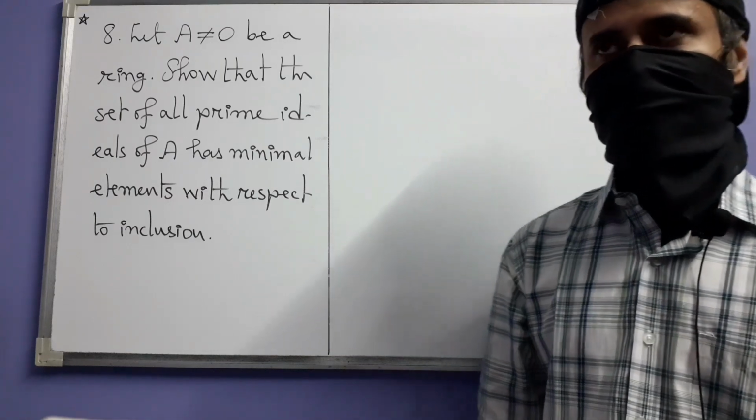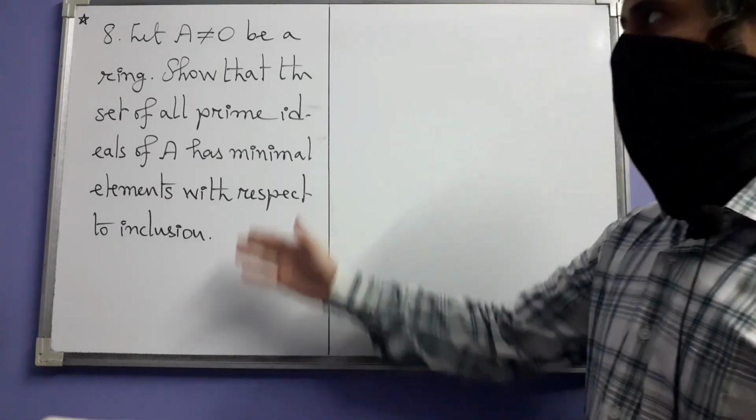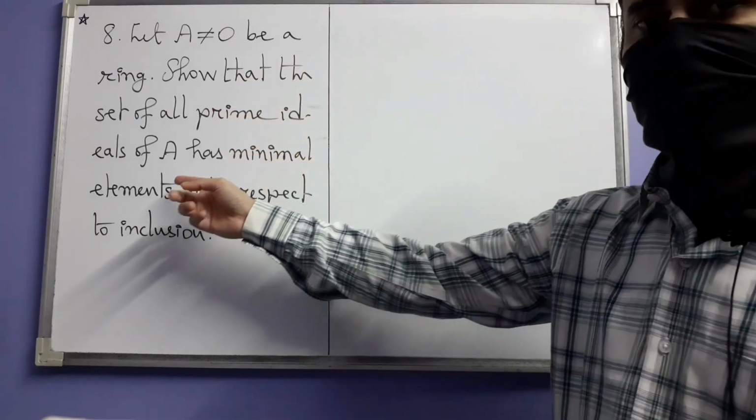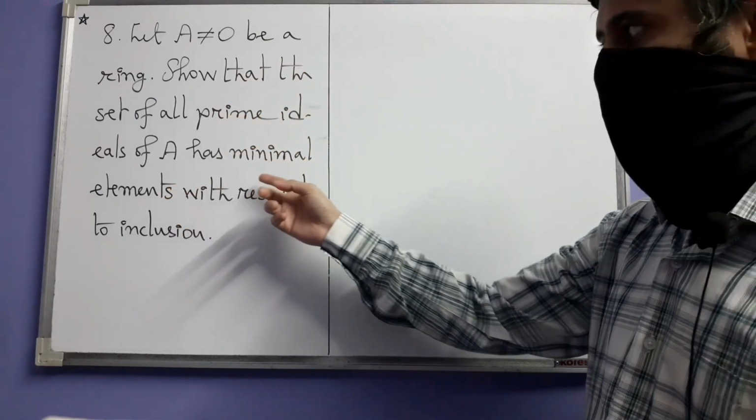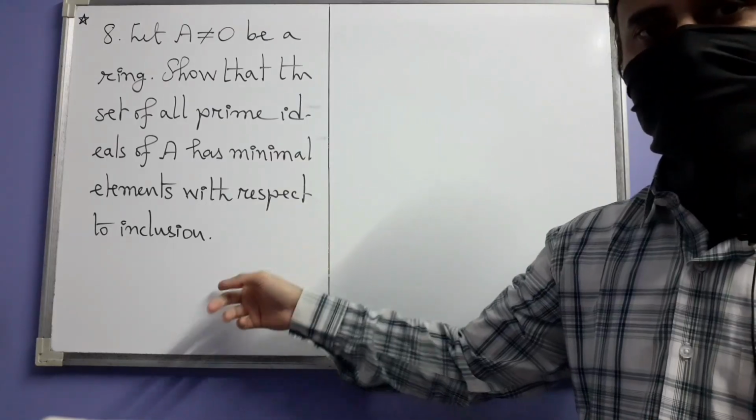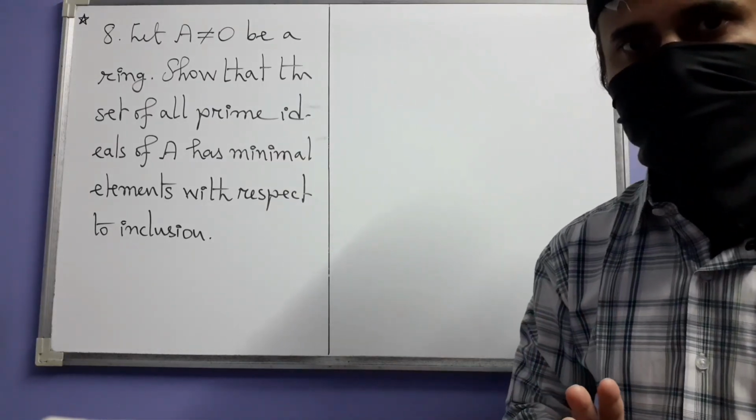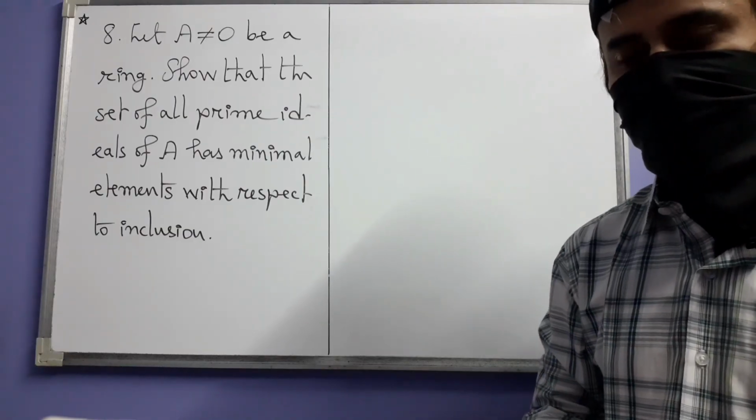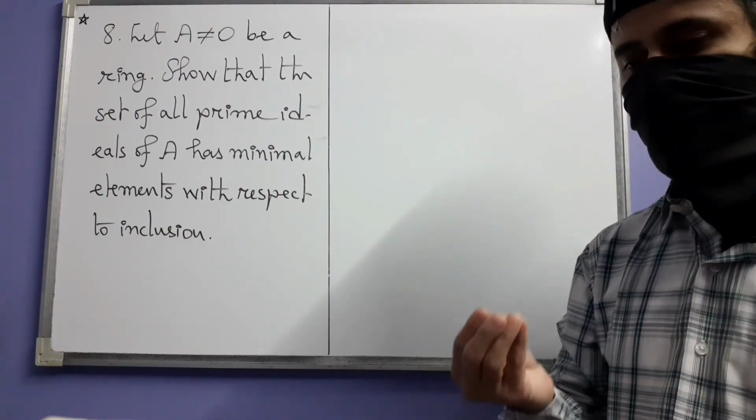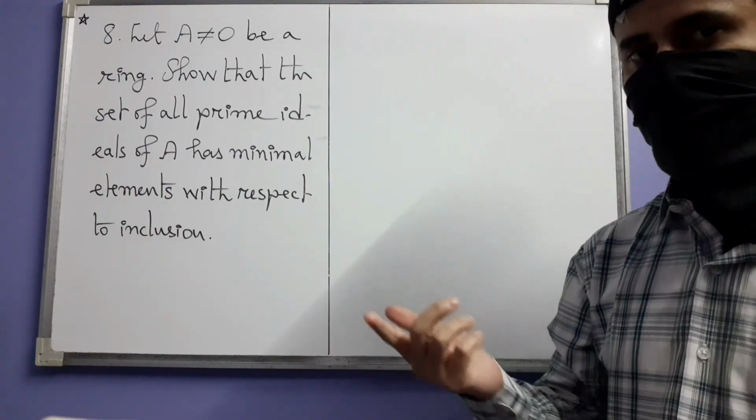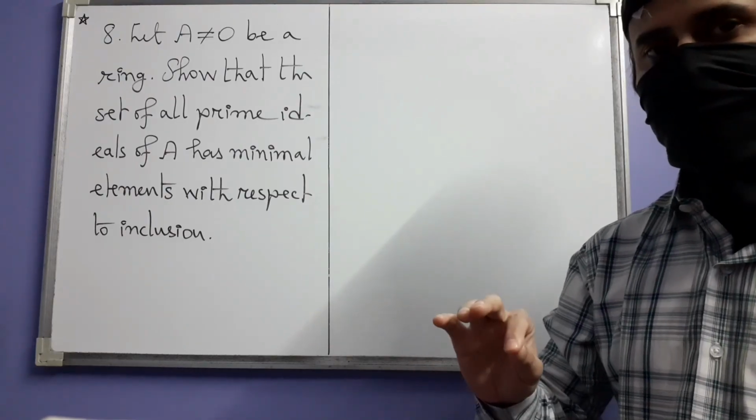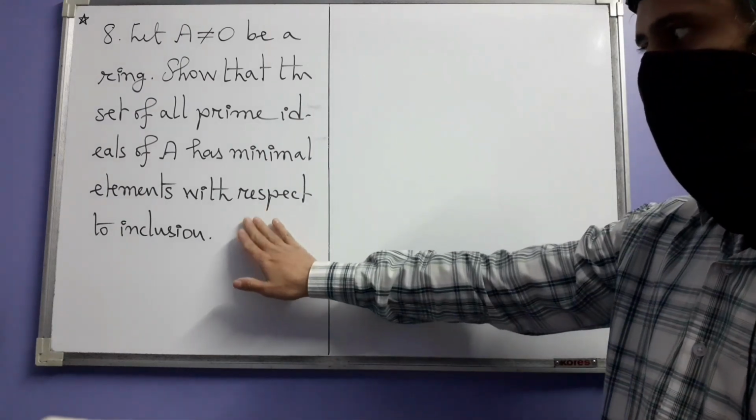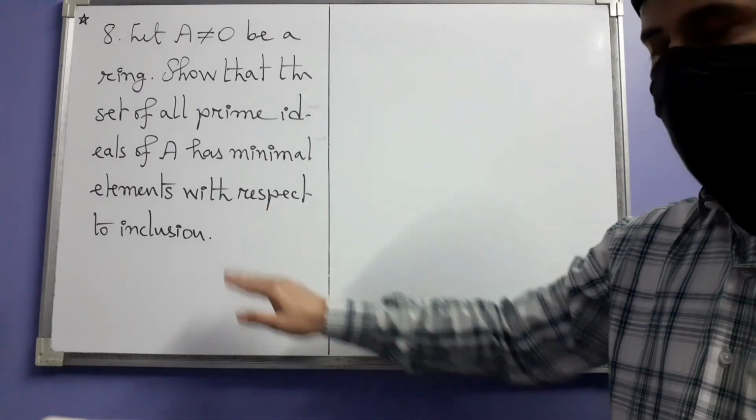The next one is number 8, and here we have a non-zero ring A, and we have to show that the set of all prime ideals of A has minimal elements with respect to inclusion. Any such element is of course itself also a prime ideal, and it's minimal in the sense that you won't find another prime ideal which is contained inside of it as a proper subset. So we have to prove that such minimal elements exist.